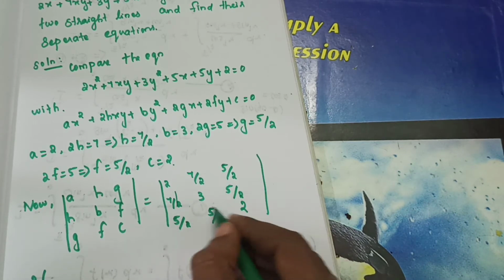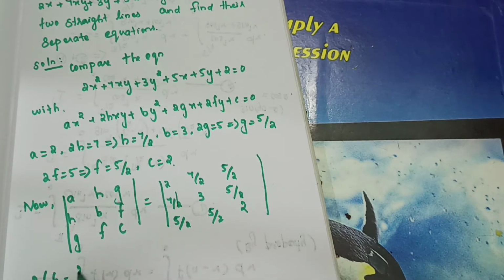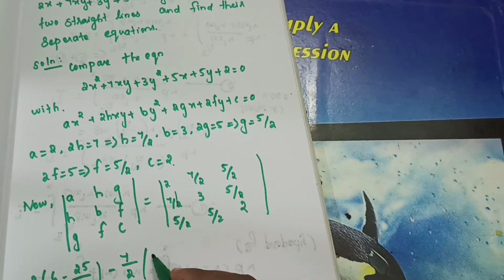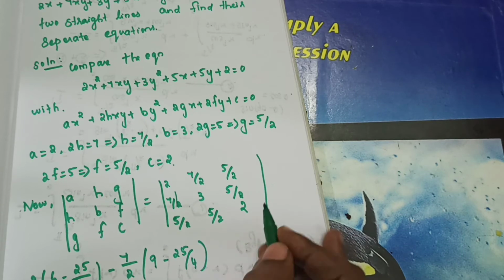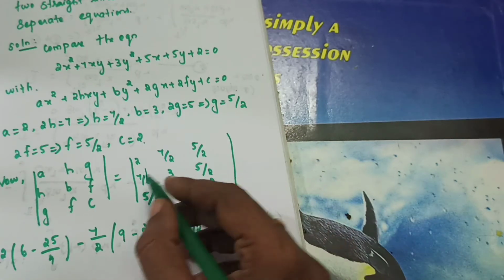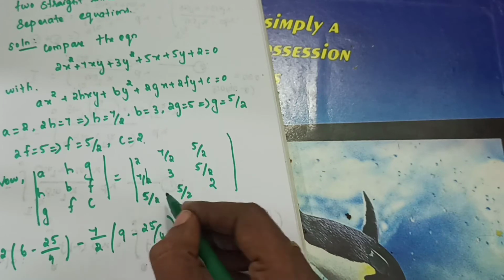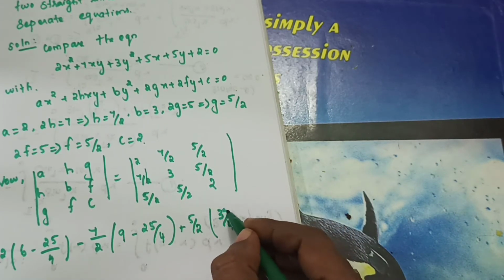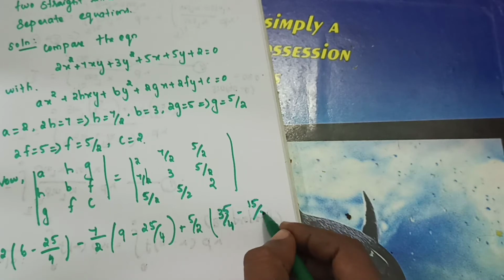So this and this it will go. So 3 2s are 6 minus 25 by 4. Then minus 7 by 2 into this. Sorry, this and this it will go. So 7 by 2 into 2, is it right? So 9 minus 25 by 4. The next one plus 5 by 2 into this terms will go. So how much will get multiply? 35 by 4. So 35 by 4 minus 15 by 2.